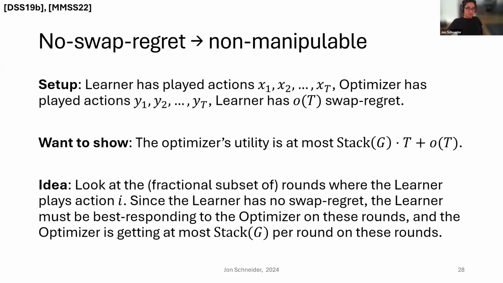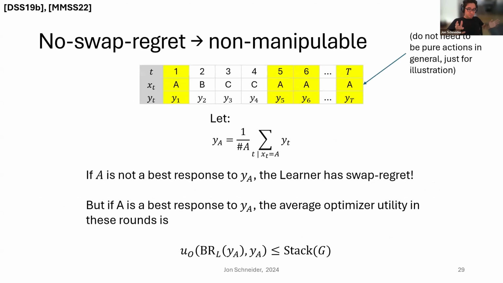And I think it's a little bit easier to see if you look at a drawn out example. Imagine this is what the trajectories of play looked like. The learner played the sequence of actions A, B, C, C, A. They don't in general have to be pure actions, but in this case they are for simplicity. The optimizer played some other actions, these Y sub T's. And let's just look at all the rounds where the learner played action A.